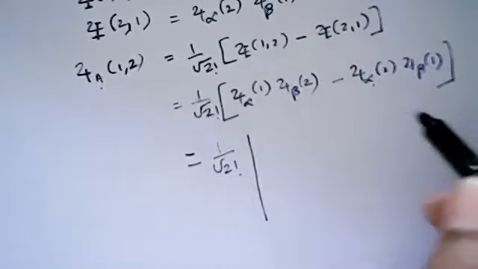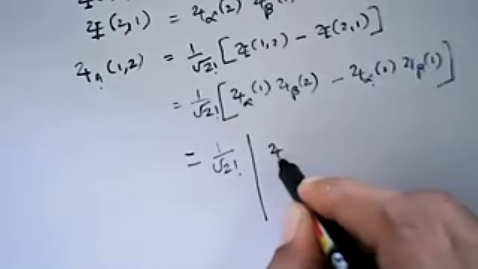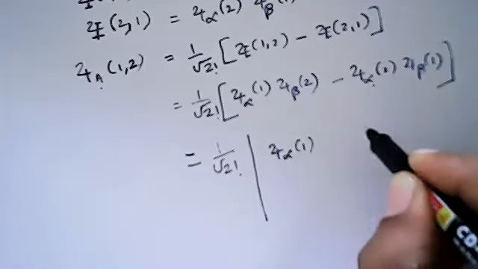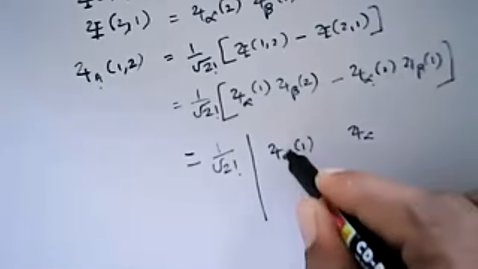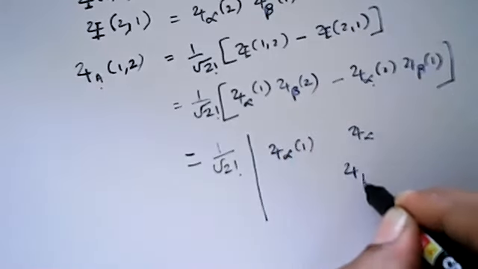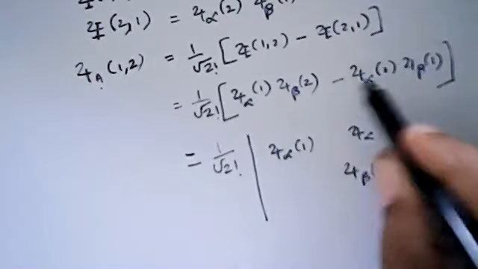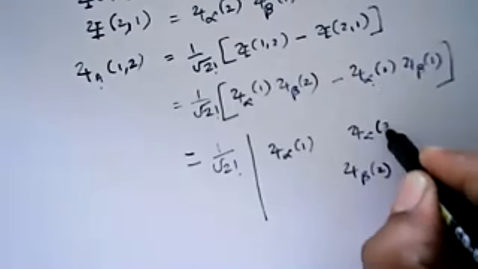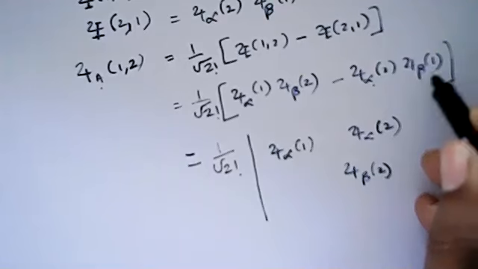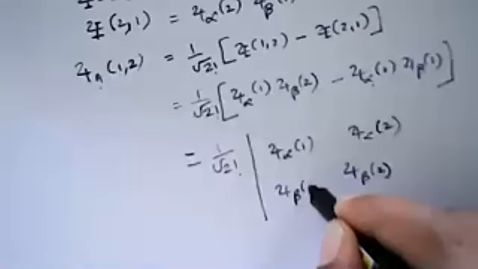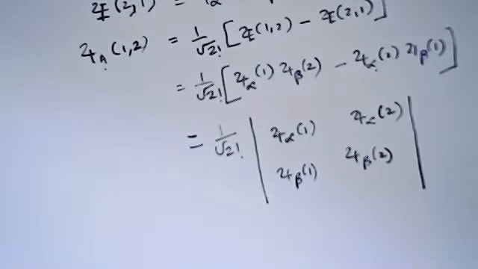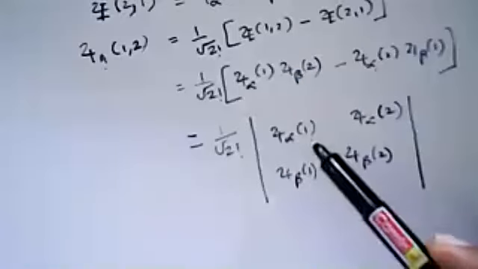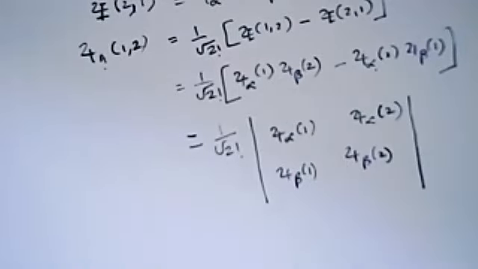It is a determinant with first row psi alpha 1, psi beta 1, and second row psi alpha 2, psi beta 2. So the antisymmetric wave function, you can write it as a determinant.